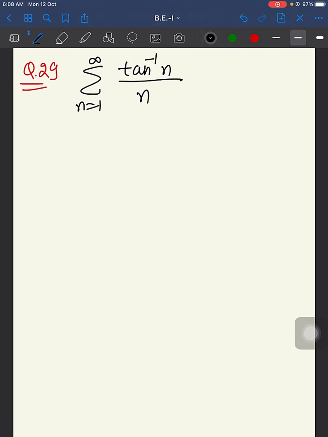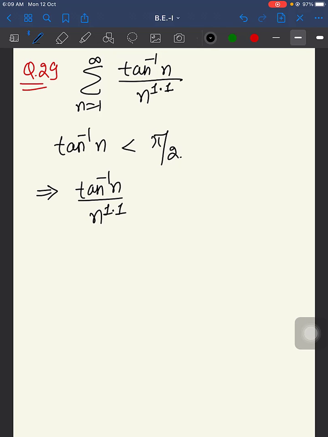So next is question number 29. n runs from 1 to infinity, tangent inverse n upon n raised to power 1.1, right? So that tangent inverse n is always going to be less than pi by 2, right? Why? Because tangent inverse at infinity takes the maximum value, pi by 2. So now if you divide both sides by n raised to power 1.1, why? Because this is the quantity we need over there. That's why we are dividing this. So now this is your an and this is your bn.